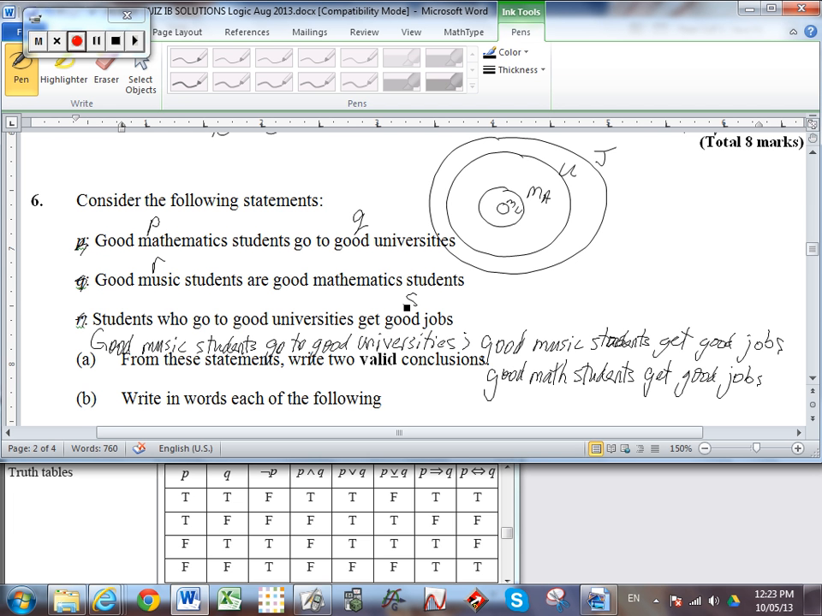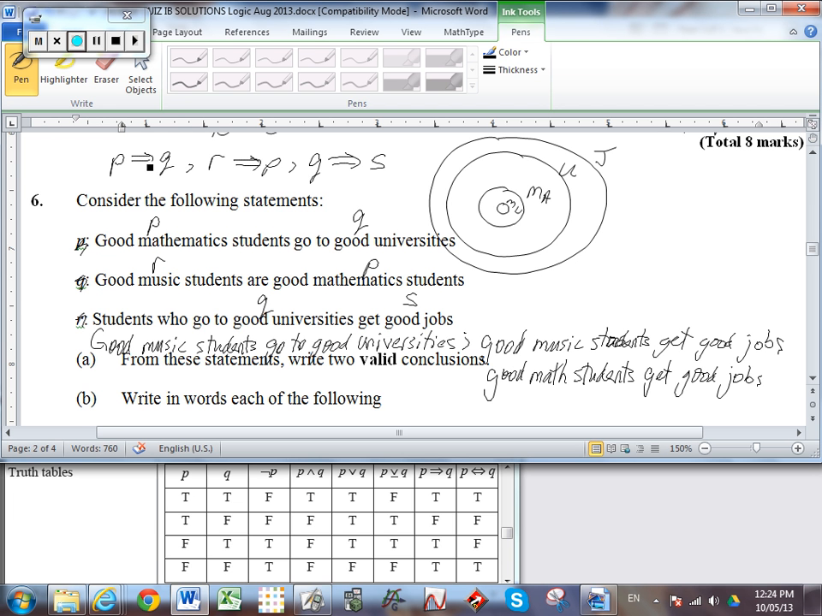So I won't continue much further than just saying, look, it says if the person is a good math student, then they go to a good university. So we can summarize that by saying that P implies Q. Oops, my good universities was Q and my good mathematics was P. The second one, we've said that if you're a good music student, then you are a good math student. So that means that R implies P. And then here, students who go to good universities get good jobs, so Q is pointing to S.